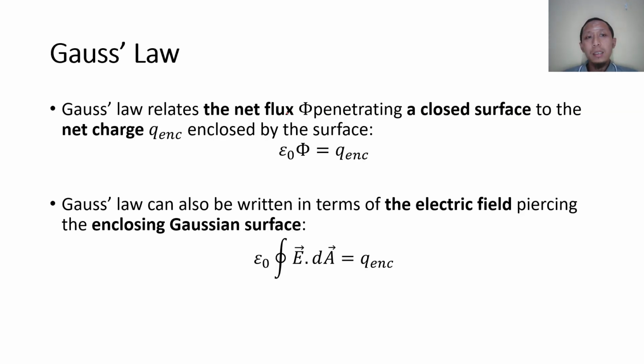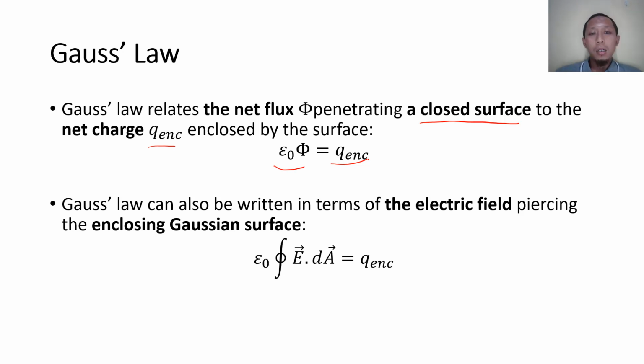Okay. And then this is the Gauss law. The Gauss law relates the net flux penetrating a closed surface to the net charge q enclosed by the surface, like this one. So epsilon 0 dot net flux is q enclosed. Gauss law we can also write in terms of electric field.